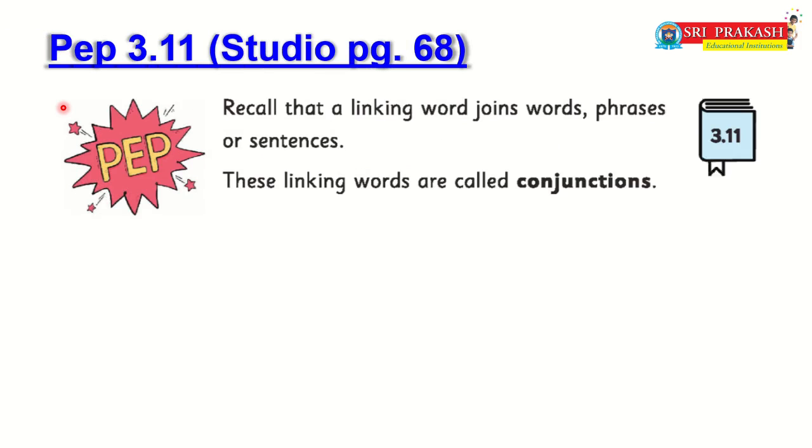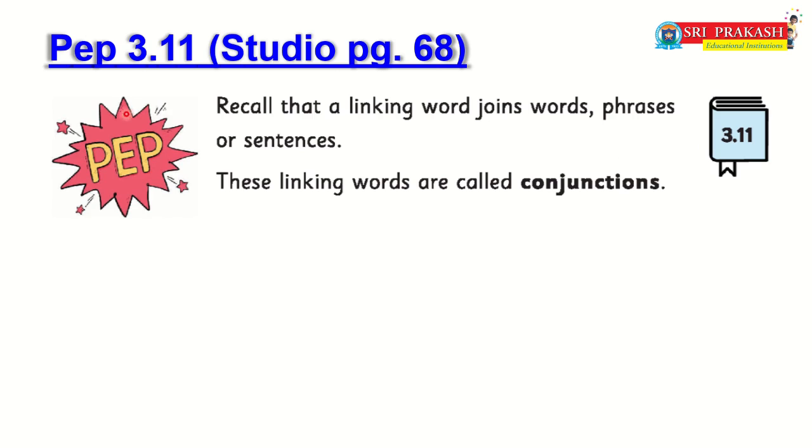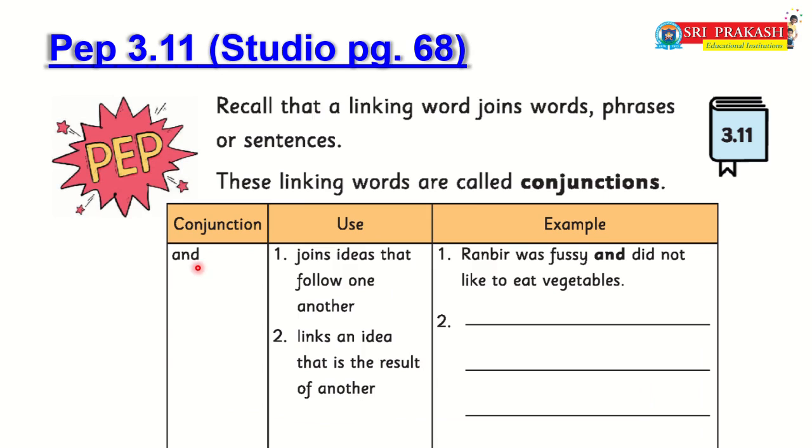Hope you liked that song and also understood what are conjunctions. To recall what are conjunctions, let us do the PEP activity. Recall that a linking word joins words, phrases or sentences. Phrases means a group of words. These linking words are called conjunctions, and the first among them is and. The and conjunction is used to join ideas that follow one another, which means the conjunction and joins two ideas or sentences that are related to each other.